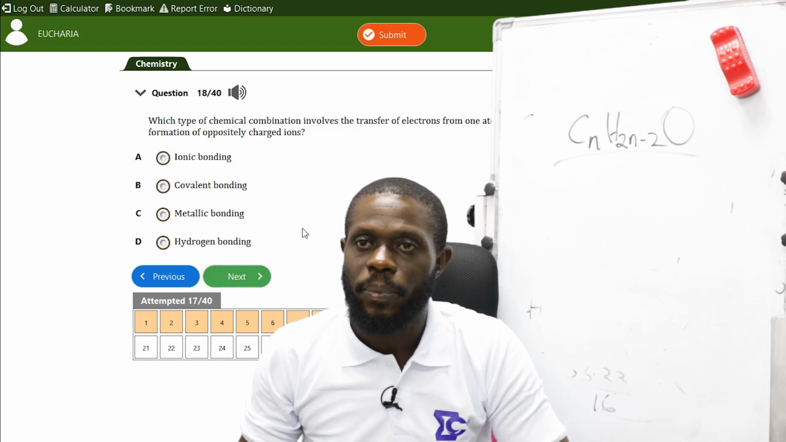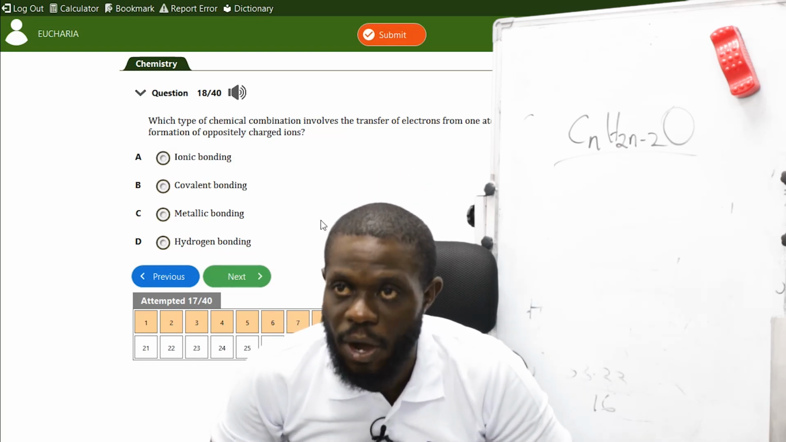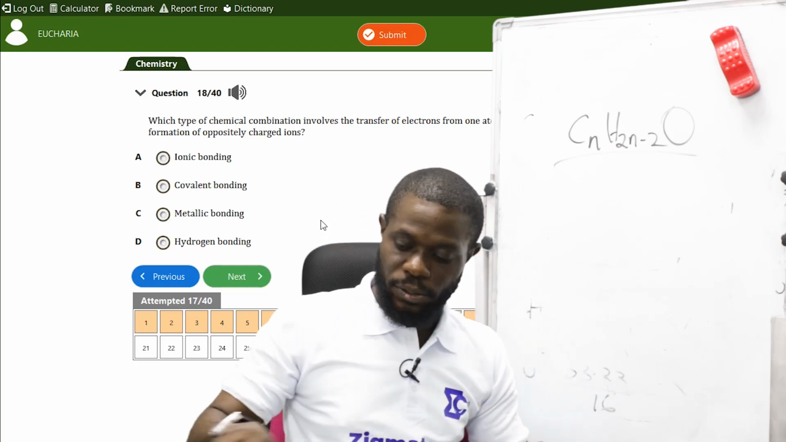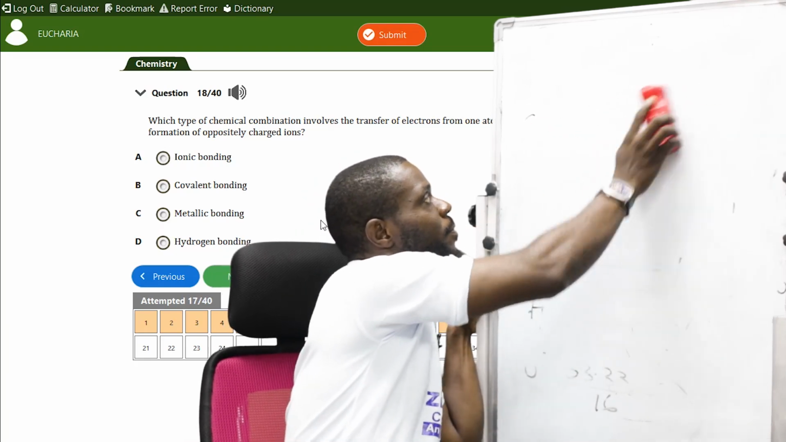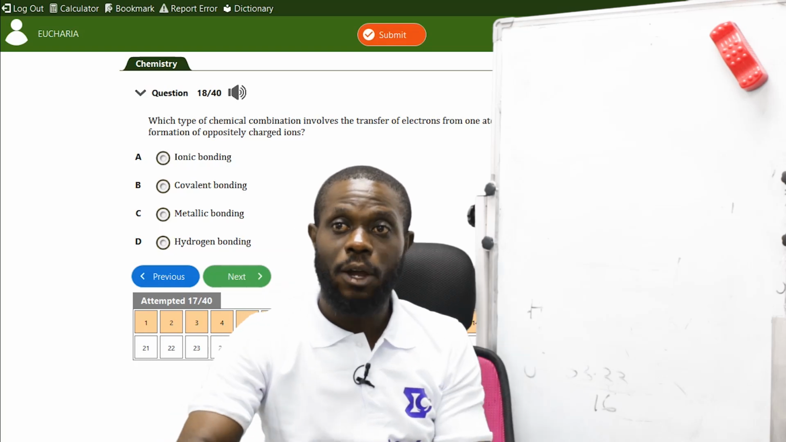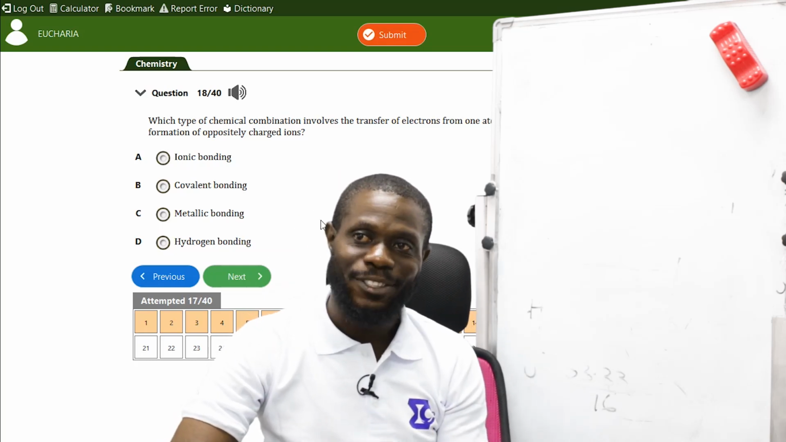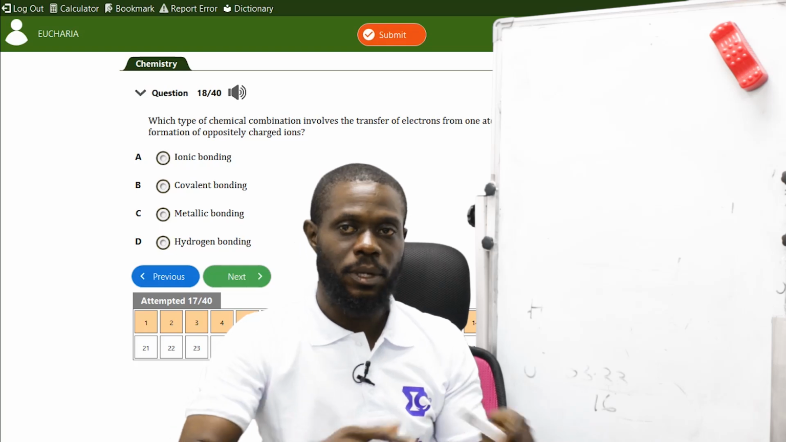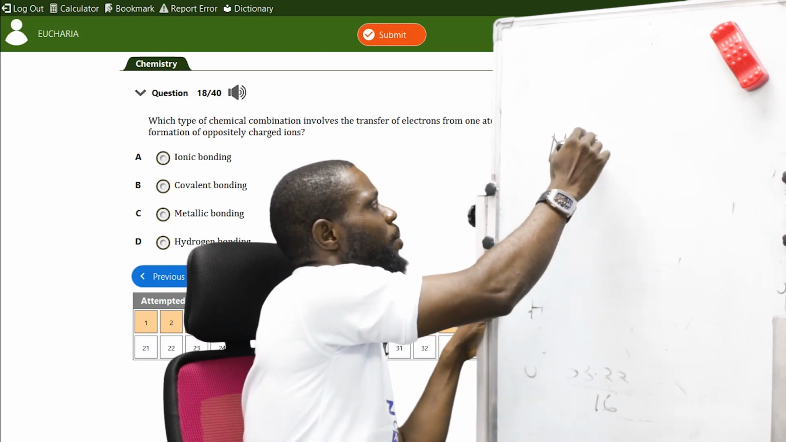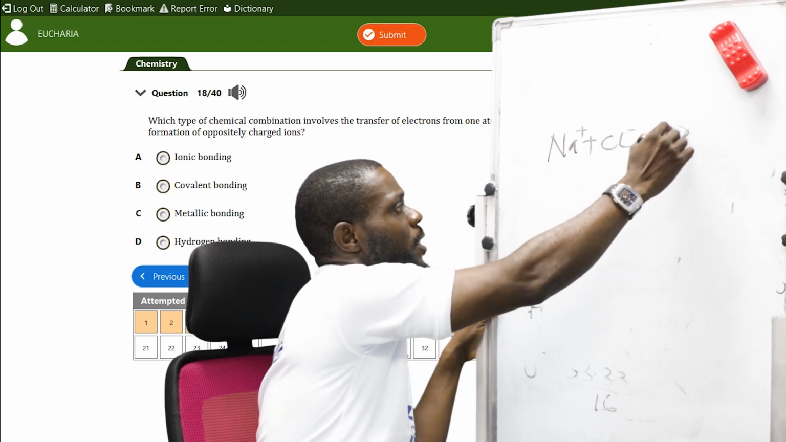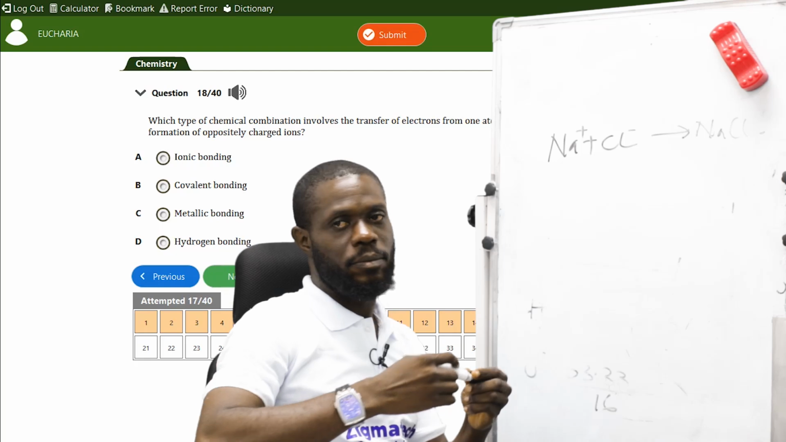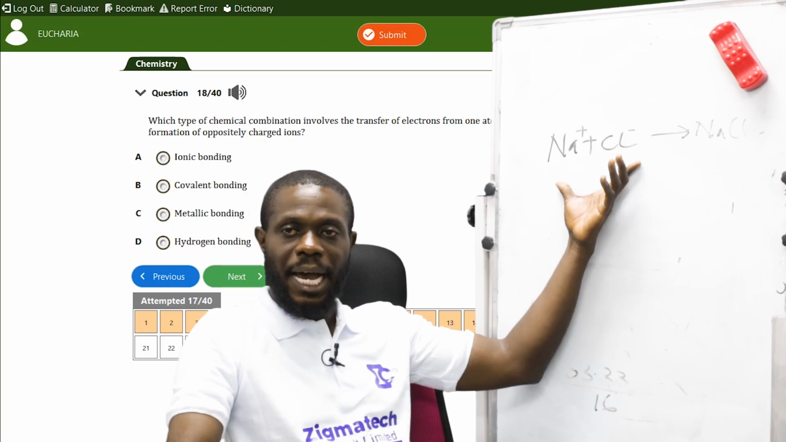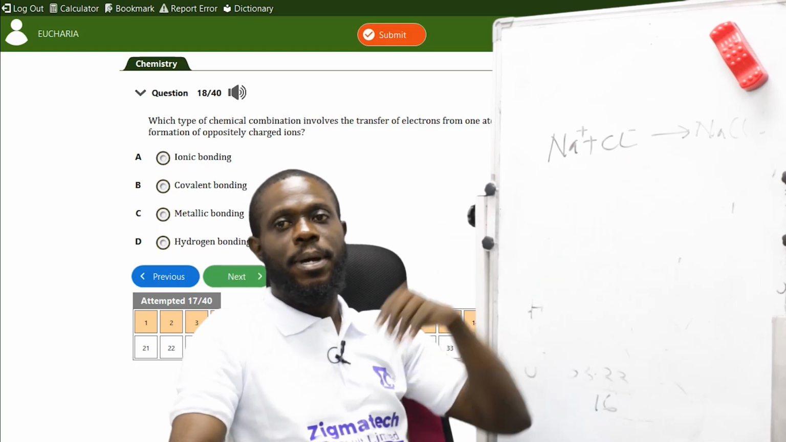The next one says, what type of chemical combination involves the transfer of electrons from one atom to another, resulting in the formation of oppositely charged bodies? Take, for example, sodium and chlorine. Sodium is positive, chlorine is negative. It gives us sodium chloride. These are oppositely charged ions, oppositely charged bodies, oppositely charged elements.